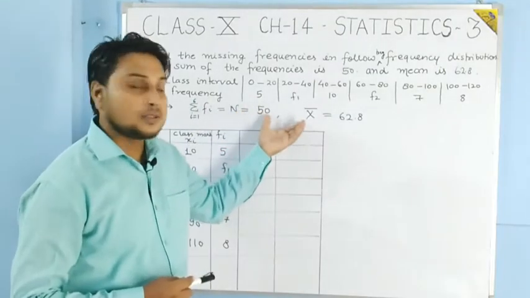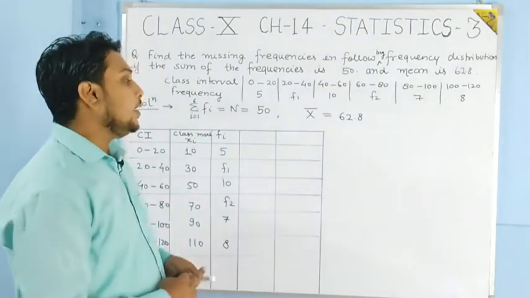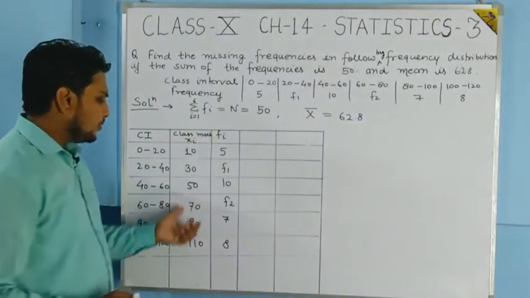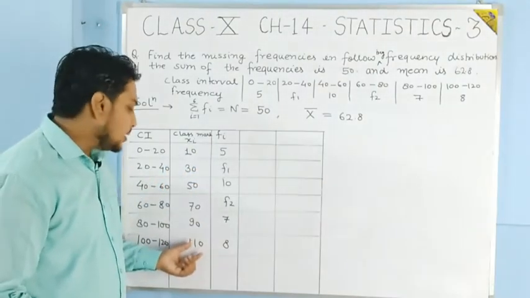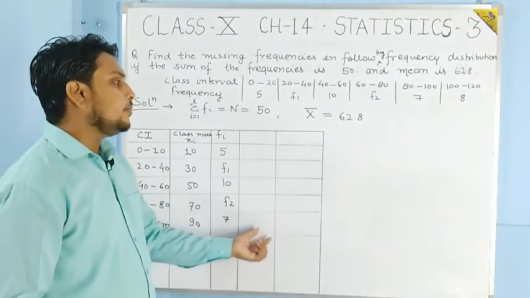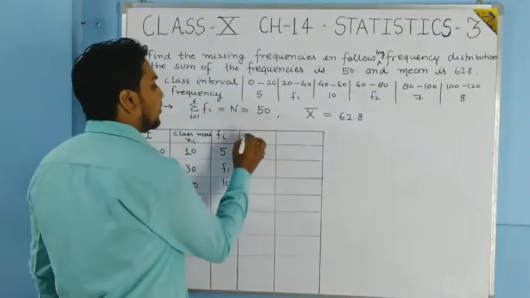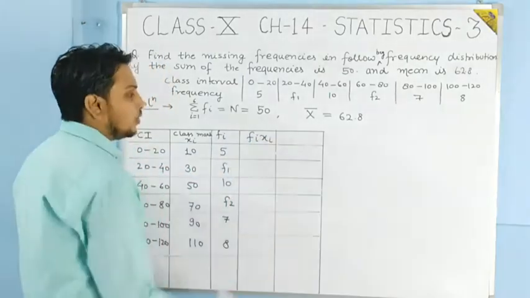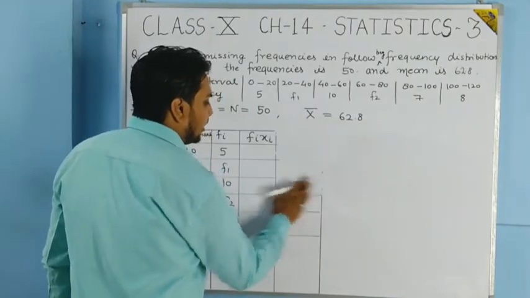Now students, by which method will we solve this question? Okay, we can solve either by direct method or by shortcut method. Since the data is very low, the figures are small, so we can find it by direct method only. So if we use the direct method, then we will have FiXi, and this column we will remove because we are going to find it by direct method.